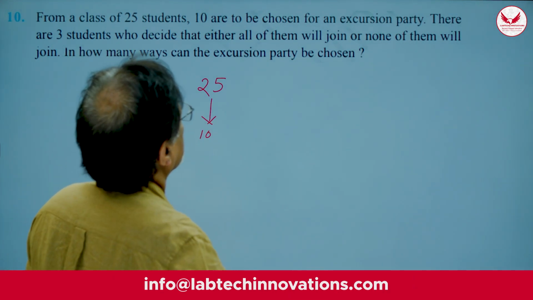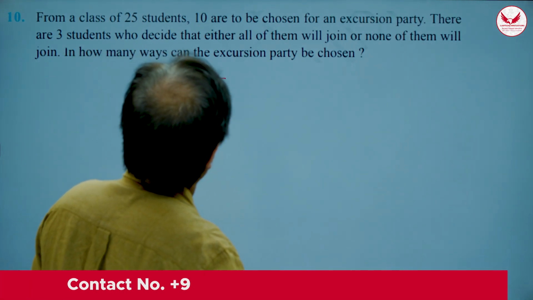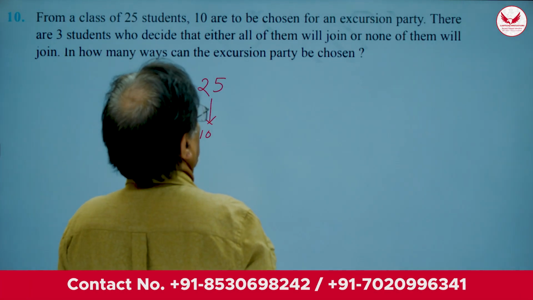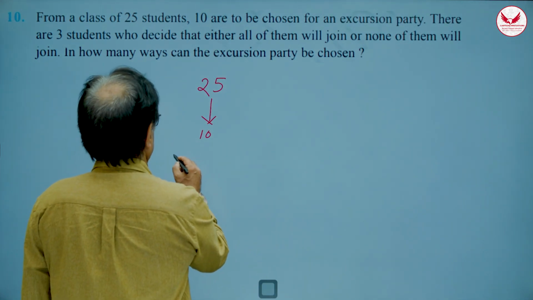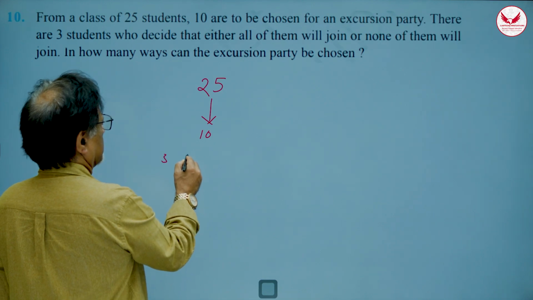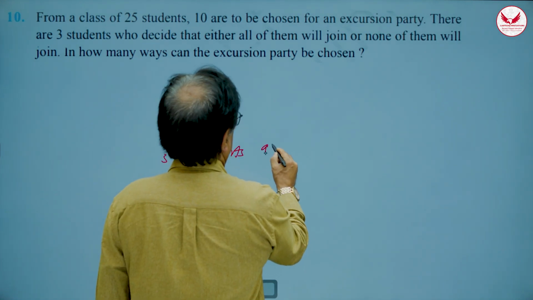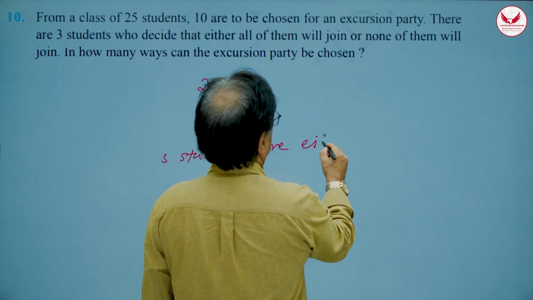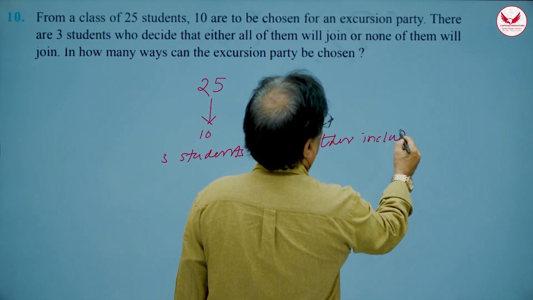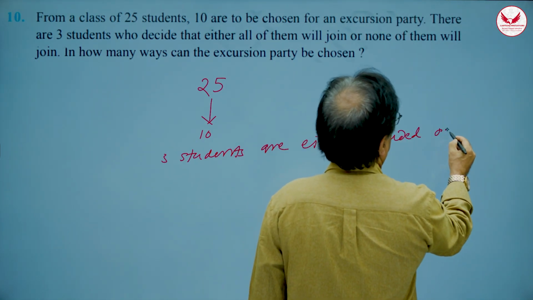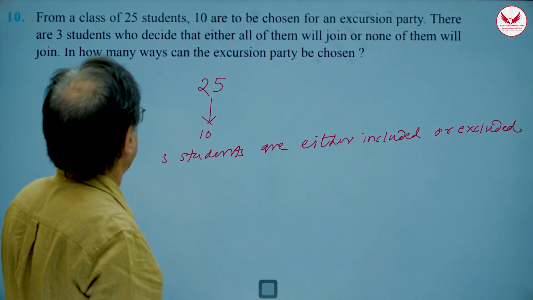Now, there are 3 students who decide that either all of them will join or none of them will join. So either all 3 students are included or excluded. Then how many ways can this be done?